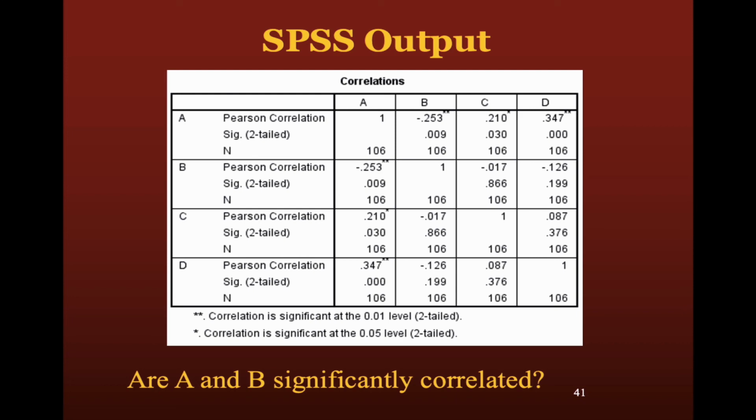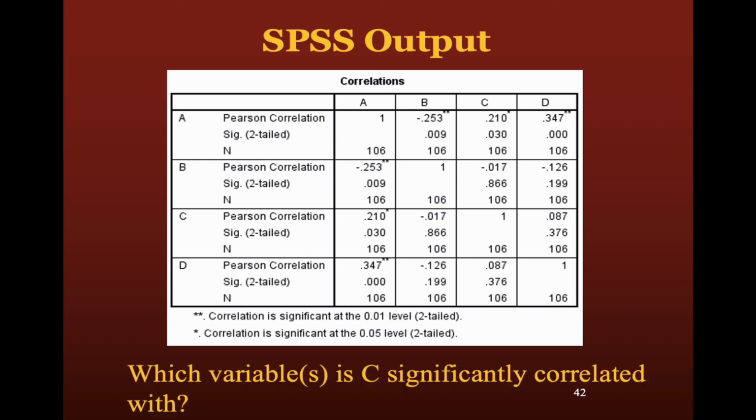So let's test your understanding. Are A and B significantly correlated, right? And we've talked about A and B already. So A and B, the correlation is negative 0.253. The p-value is 0.009. That p-value is less than 0.05. So we would say yes, there is a significant correlation between A and B.